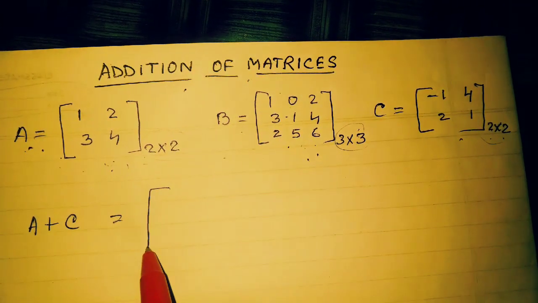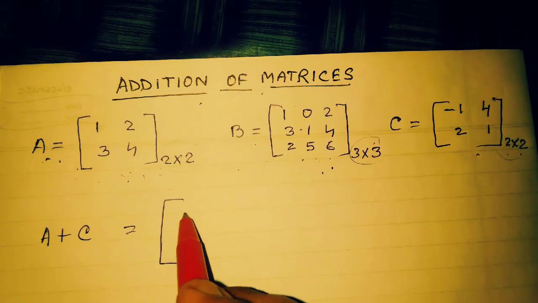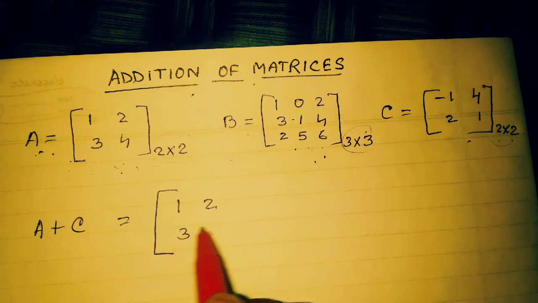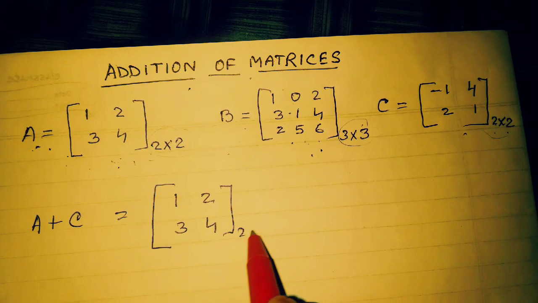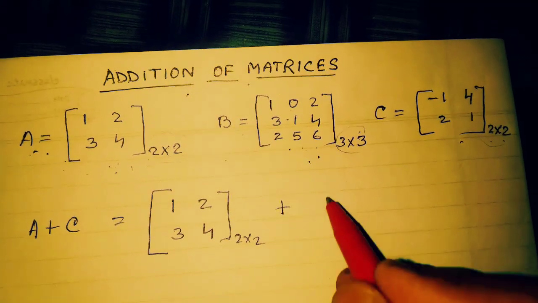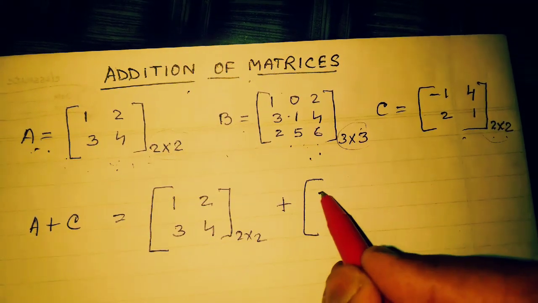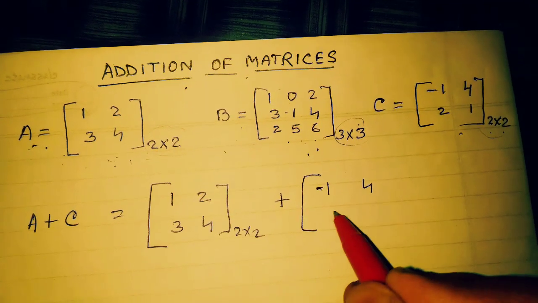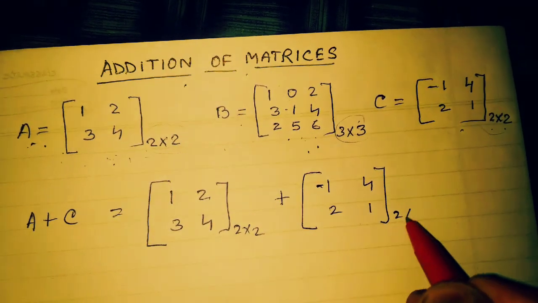So how will you add this one? We'll see here, matrix A is given as 1, 2, 3 and 4. Its order is 2 into 2. In the same way, matrix C is given as -1, 4, 2 and 1. Its order is also 2 into 2.